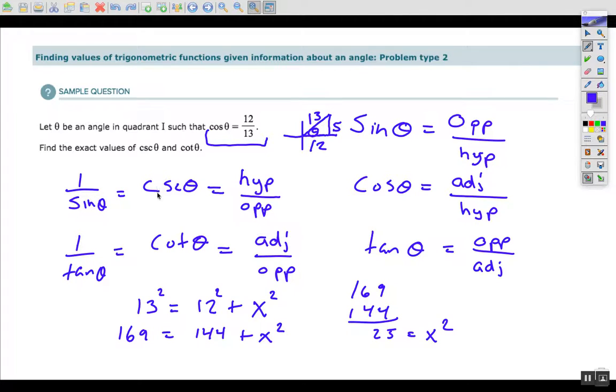Okay, so again, cosecant is hypotenuse over opposite. So in relationship to this angle, 13 is our hypotenuse, and our opposite side is 5. Cotangent is equal to adjacent over opposite. So adjacent is 12, and opposite is 5.